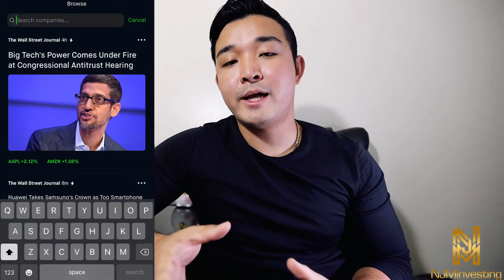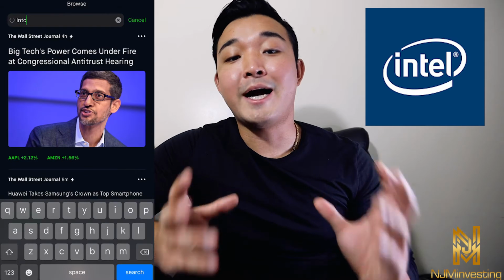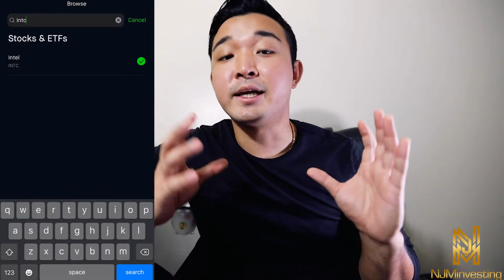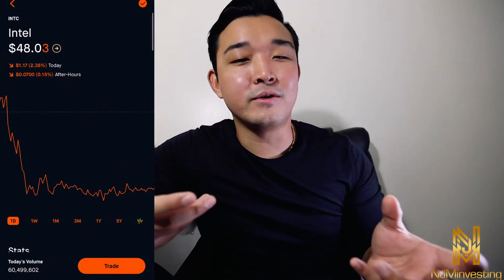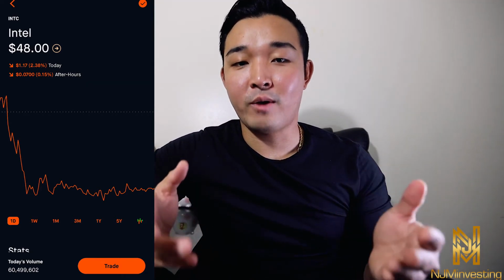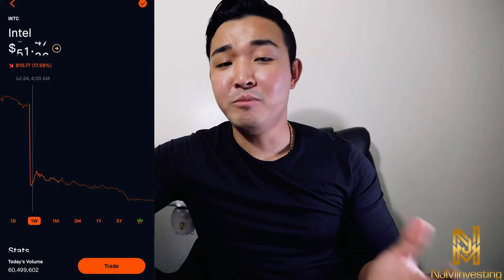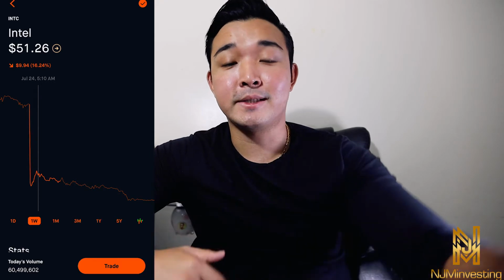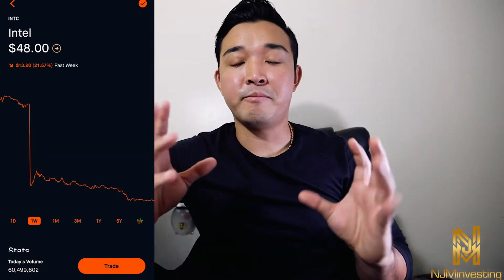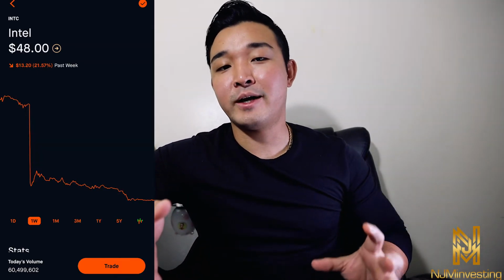Let's open up the Robinhood app and go to Intel, or INTC. This will be an example of how selling calls can be risky. Once you're in the stock screen, I want you to notice something with their graph on Robinhood. If you look at the drop between July 23rd and July 24th, you might be wondering what exactly happened. Well, in short, this is what happens when bad news comes out, especially during earnings season.